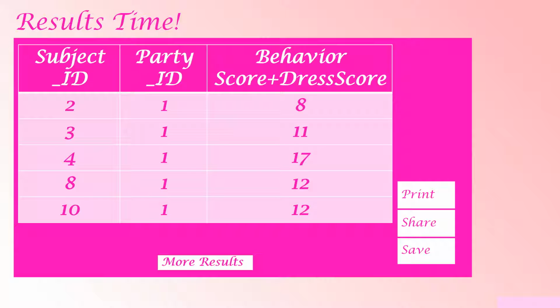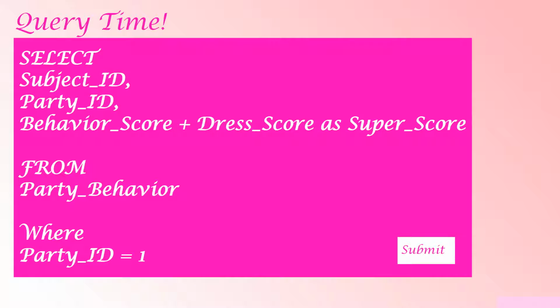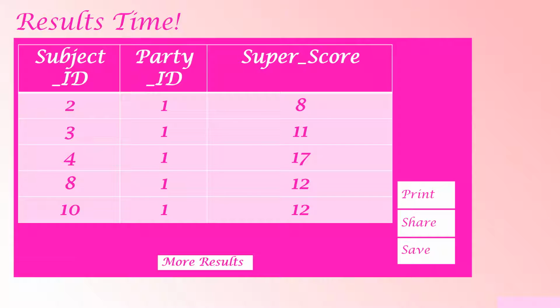Well, we could rename this to something more fun. We could rename it super score. Now the rows returned in the result set would be exactly the same, but the column heading would now be super score. Much better, right?